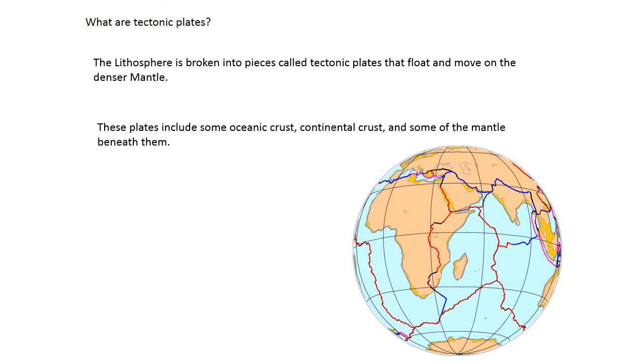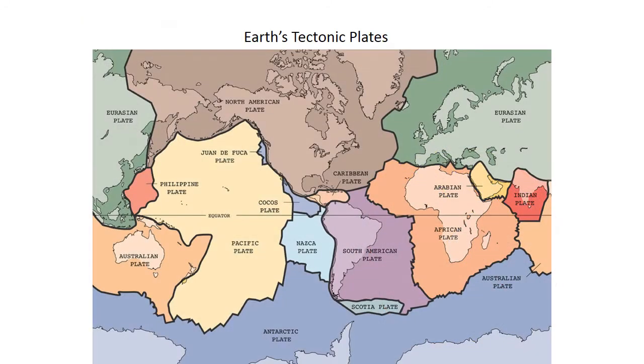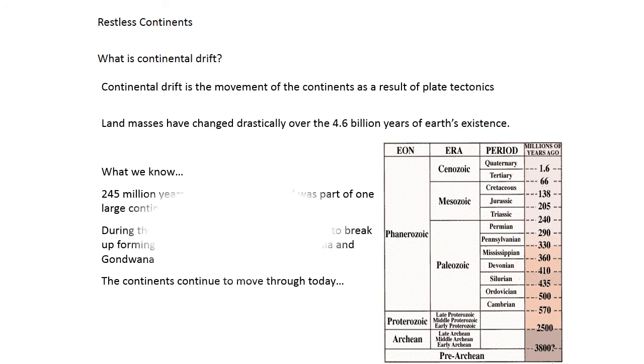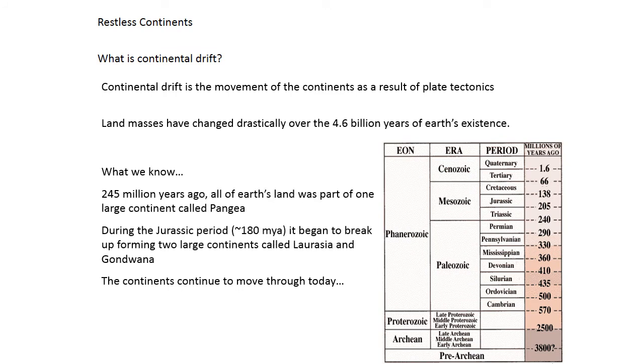Each plate includes some oceanic crust, some continental crust, and some of the mantle beneath them. The diagram shows the different plates of the Earth's lithosphere. Each again can move and change independently. The changes to and interactions of these plates, called plate tectonics, can cause earthquakes, volcanoes, reshape the landscape, and even move continents. Continents, to our eyes, seem relatively static, but they do actually move.